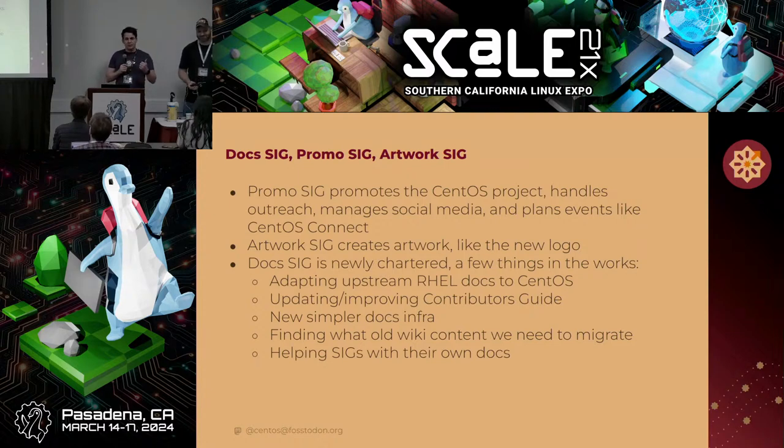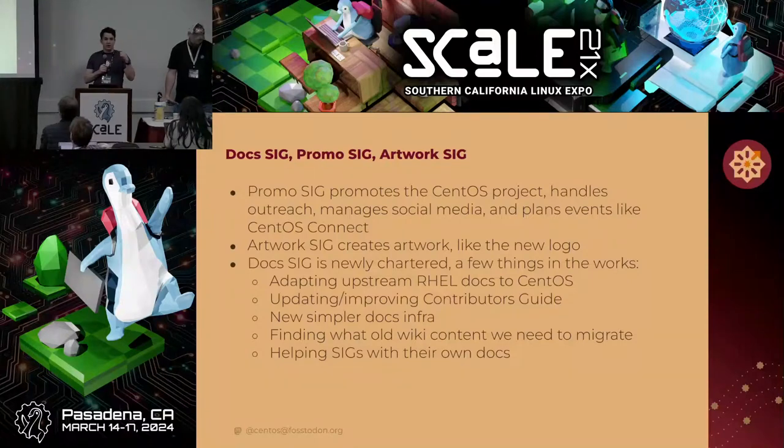And then DocSIG, which is oddly enough newly formed. We had a Docs group, not a SIG, for a very long time, and then it finally got turned into a SIG, and there's a lot of work happening there. One of the cool things is that all of the RHEL documentation is being developed in the open upstream, and we're able to use it for CentOS. We just have to do a little bit of work adapting it. All of the user guides and stuff for administrators, we can adapt to CentOS, but we have to do the work in the community to do the adapting. And we're also working on improving the contributors guide, which is not great, to be honest.